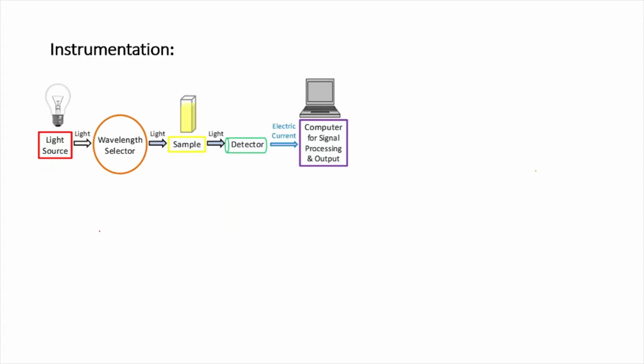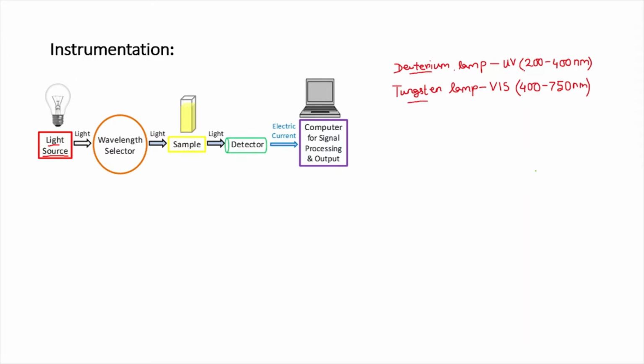Now let us see the instrumentation of UV visible spectroscopy. So you have a light source which emits light in the UV visible range. The light source most preferably used is a combination of a deuterium lamp and a tungsten lamp. The deuterium lamp emits light in the UV range, from 200 to 400 nanometers, and the tungsten lamp emits light in the visible range, from 400 to 750 nanometers. So the light source is a combination of both the UV range as well as the visible range.